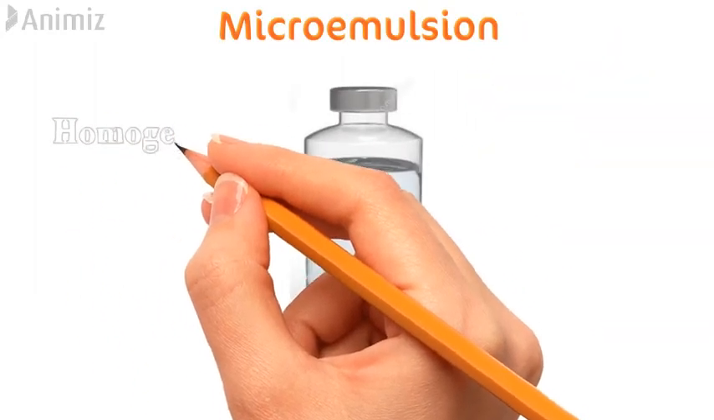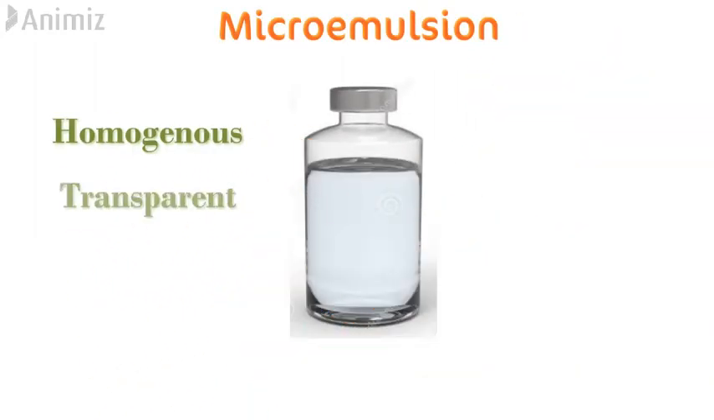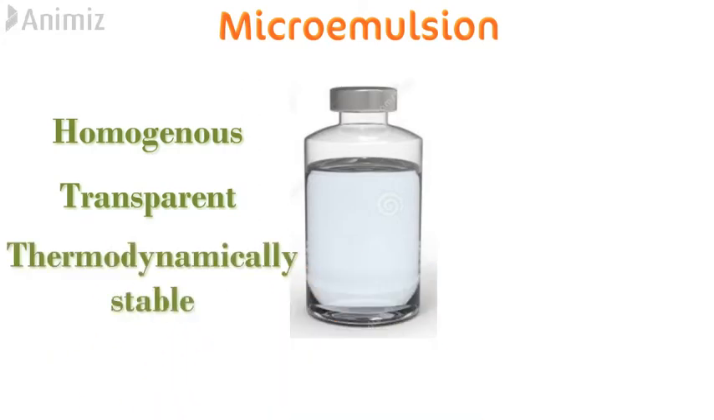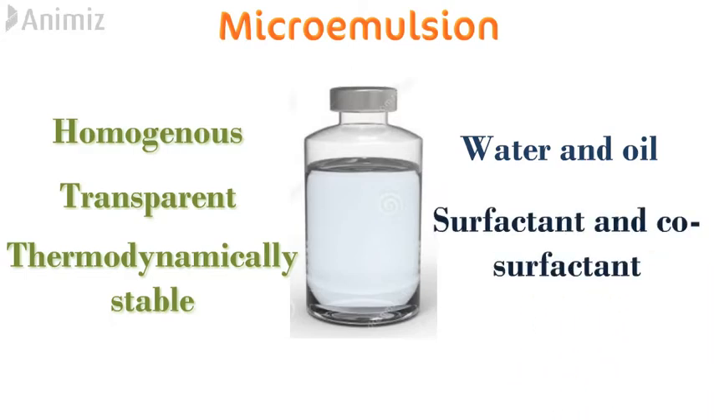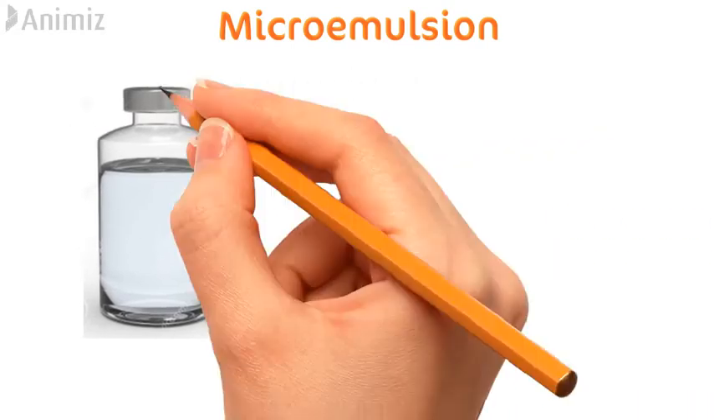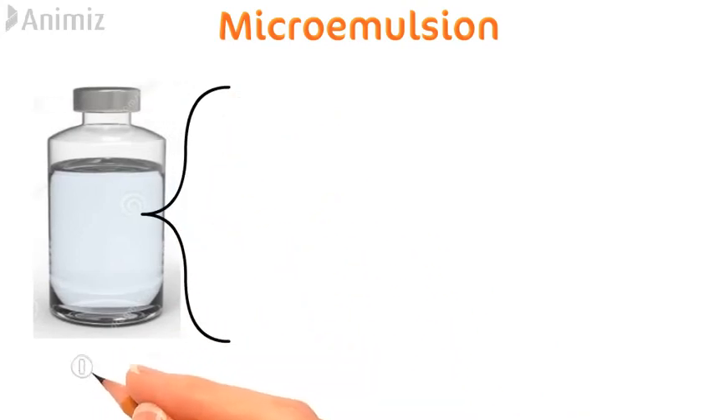So, a microemulsion is a homogeneous, transparent, and thermodynamically stable dispersion of water and oil which is stabilized by surfactant and co-surfactants. Now let's see how these three phases, that is oil, water and surfactant, are arranged.